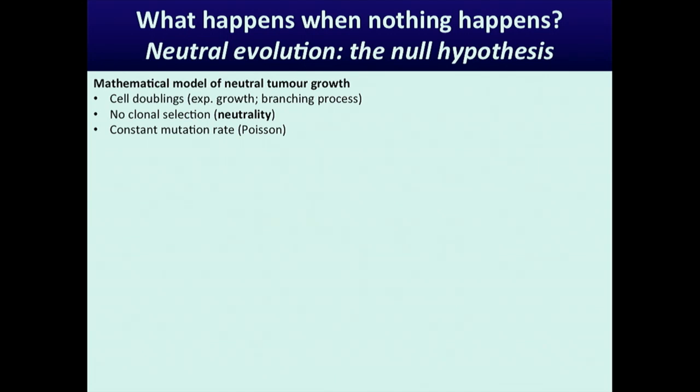To ask this question, we first made a mathematical model of neutral evolution in a growing tumour. So in neutral evolution, we have growth, so we have a branching process with exponential growth. There's no clonal selection, so all of the lineages within this model behave the same as one another. The chance of any individual lineage having a number of offspring is the same for all lineages, and we have a constant mutation rate with a Poisson distributed number of mutations at each division. And so the intuition you can imagine about what neutral evolution looks like in these variant allele frequency histograms comes from just drawing the picture.